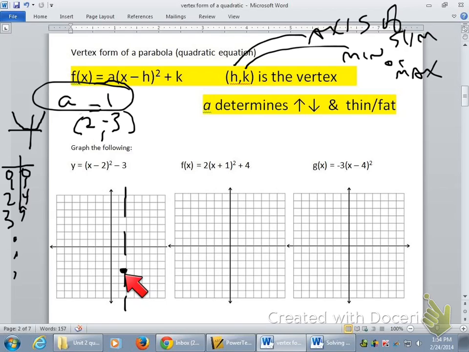I'm going to come here. I'm going to go over 1, up 1. I'm going to go here. I'm going to go over 2, up 4. And I'm going to try to put those points there. With any luck, of which I'm not having. There we go.